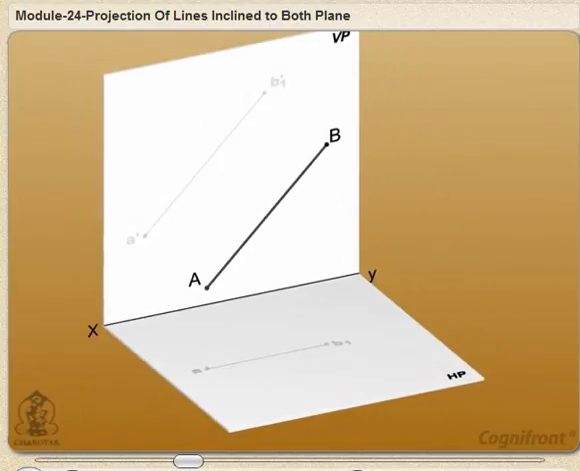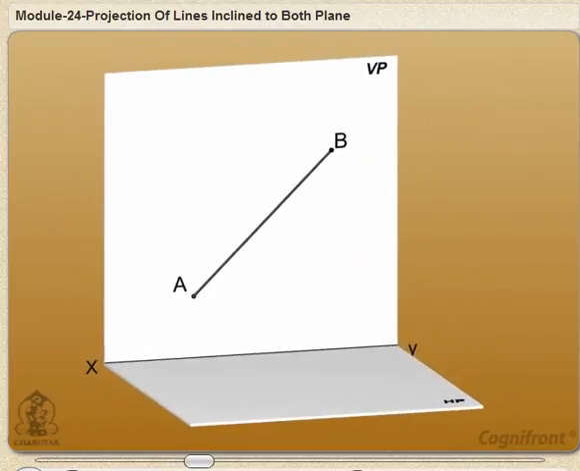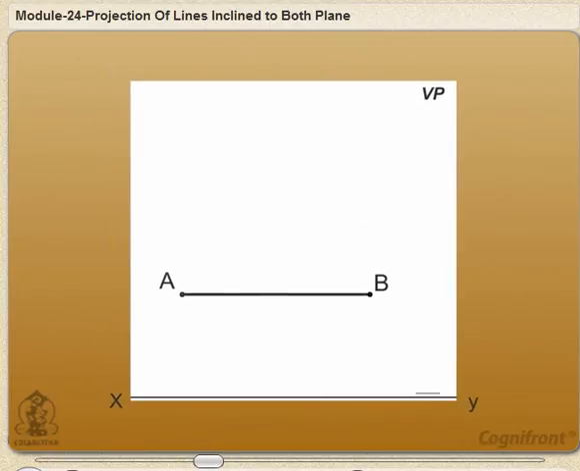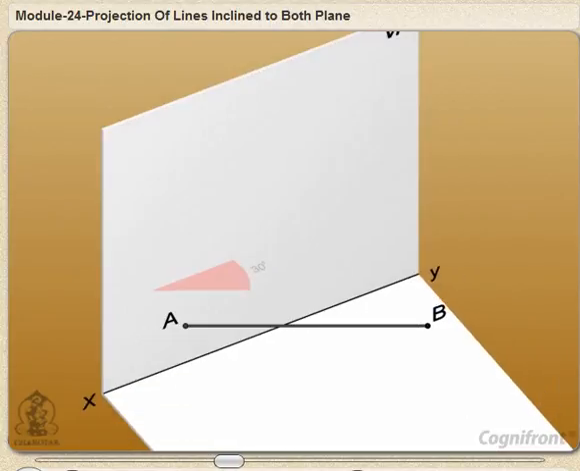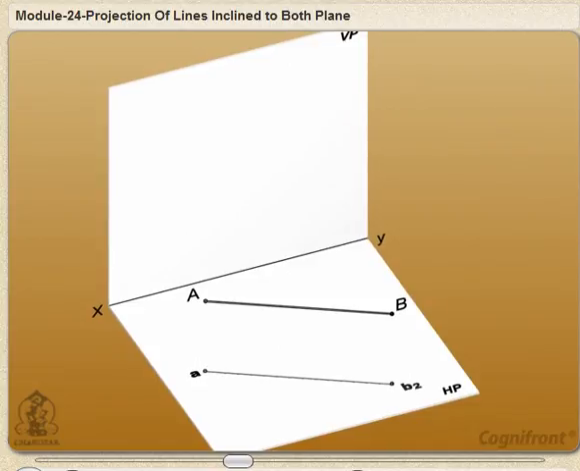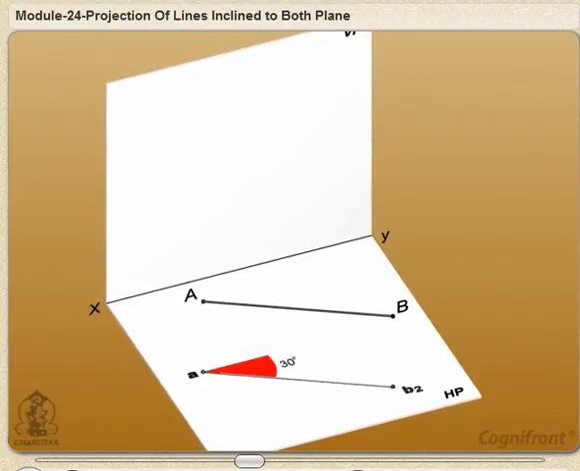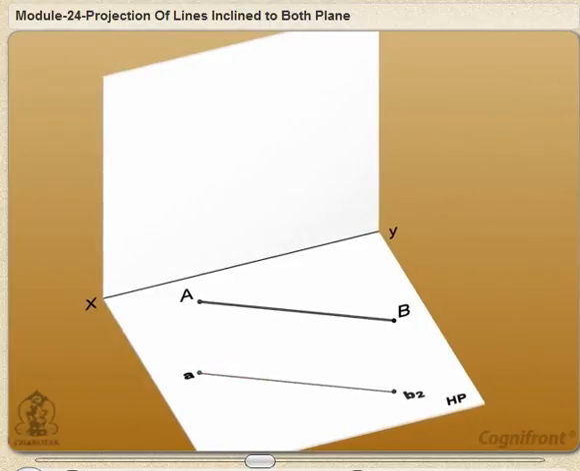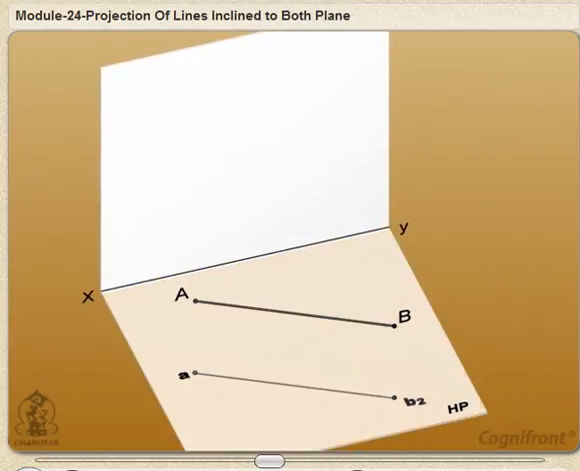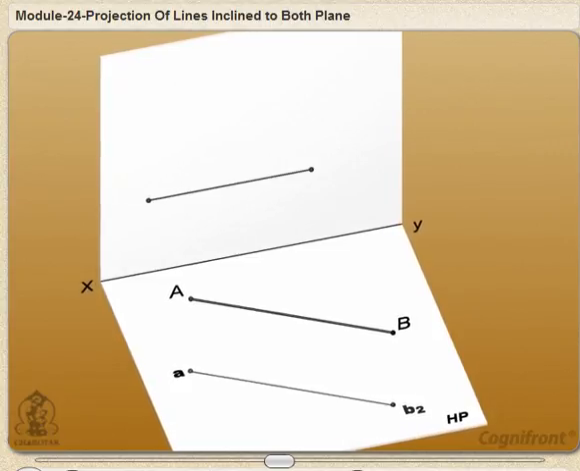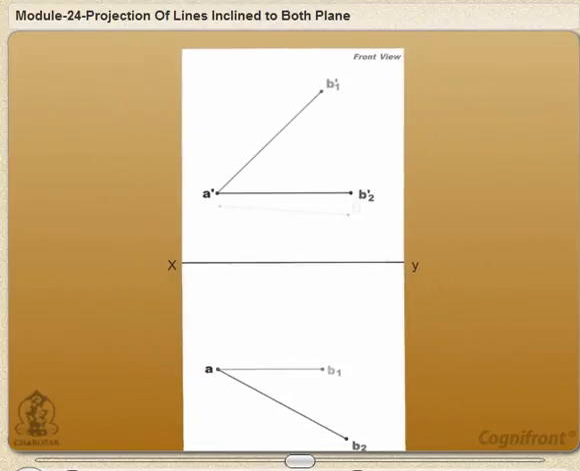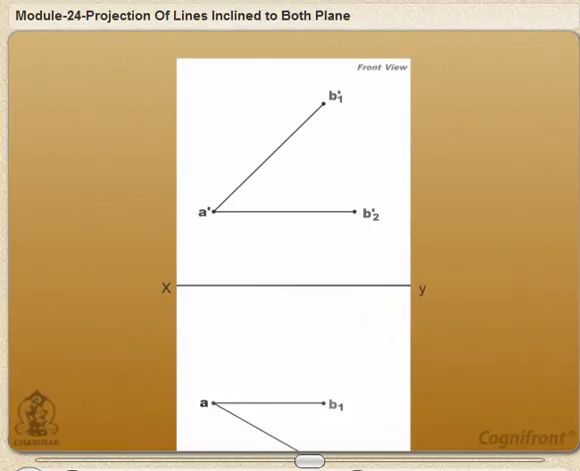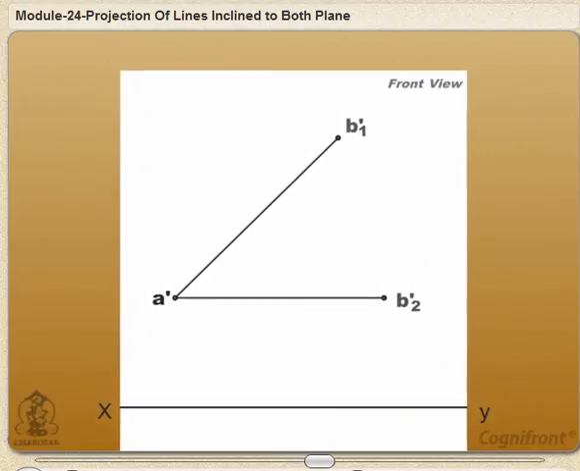Now the opposite case. The line AB is assumed to be parallel to HP and inclined to VP by the angle 30 degrees. Observe line AB2 is the top view making an angle 30 degrees with VP. Since the line is now assumed to be parallel to HP, its front view is a line A'B'2 parallel to XY.